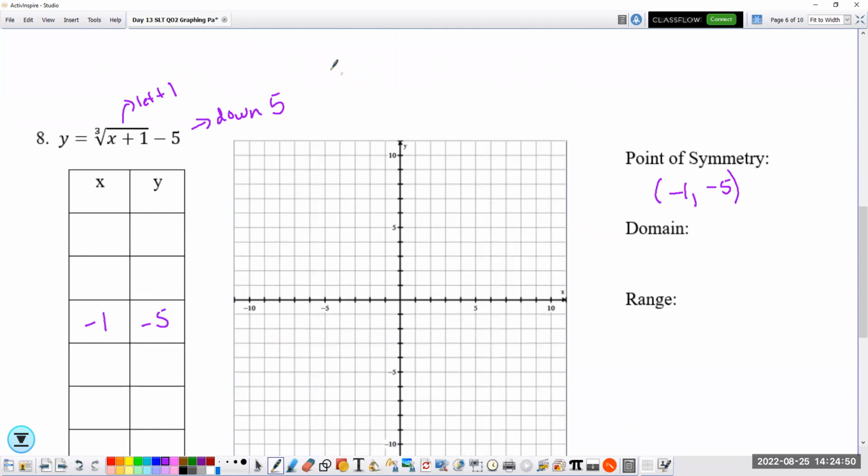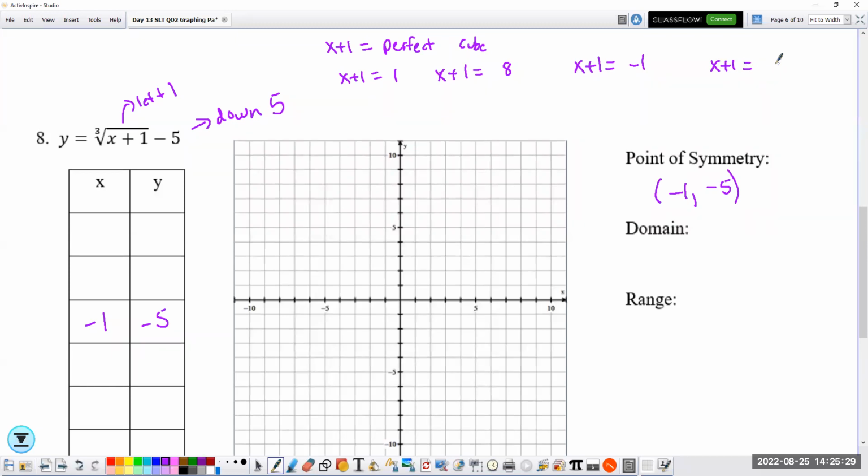So now, because this is a cube root, I need to be really smart about this. I need to pick numbers that make the argument, that make the x plus 1 a perfect cube. So I already have the x plus 1 equals 0. This is the x plus 1 equals 0 because if I have x plus 1 equals 0 and subtract 1 from both sides, negative 1. So now I'm going to think about x plus 1 equals 1, x plus 1 equals 8, x plus 1 equals negative 1.